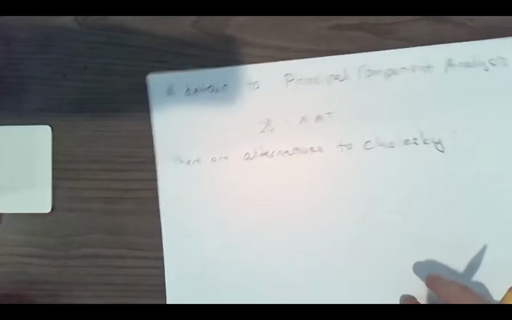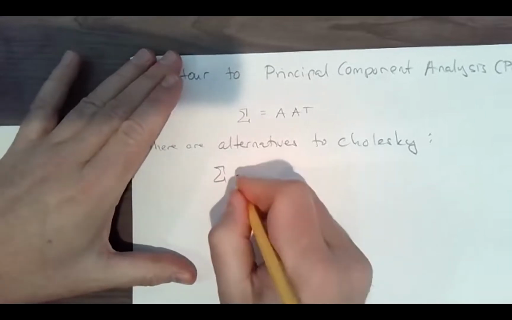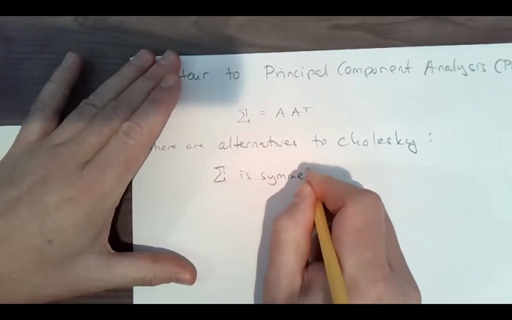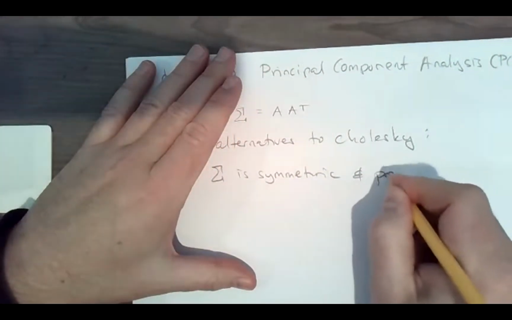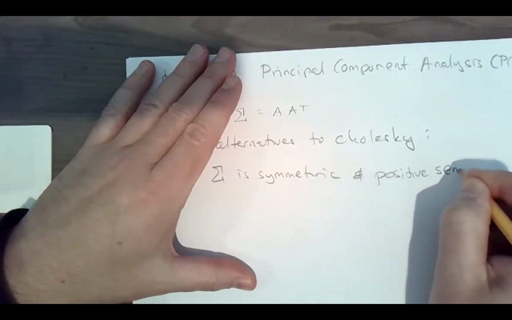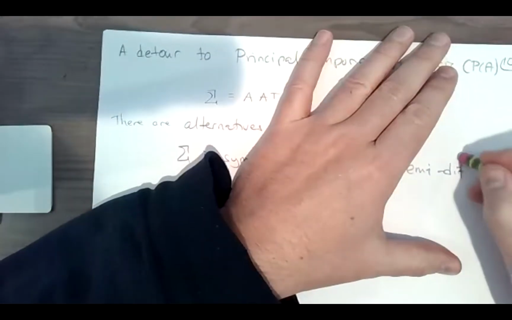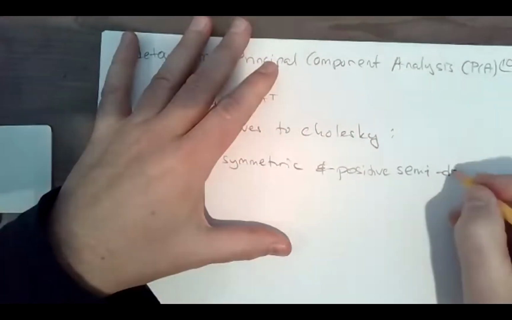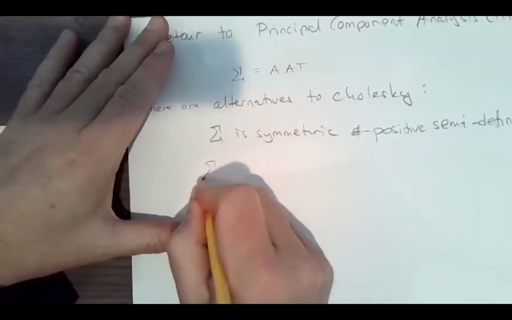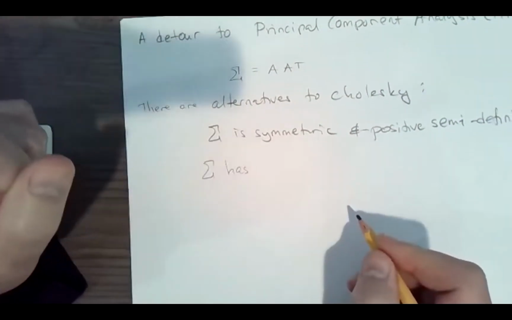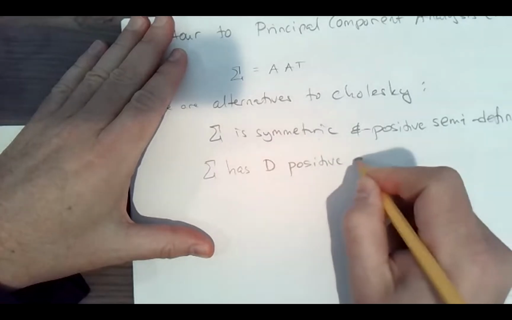And so here's one. Our sigma is symmetric and it's positive semi-definite. What that means for us is that sigma has D positive eigenvalues.